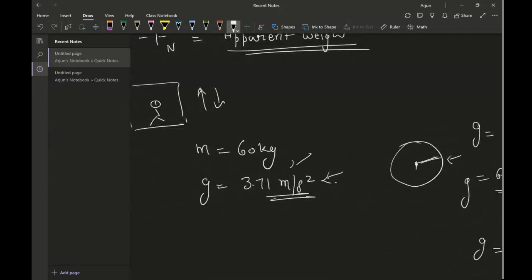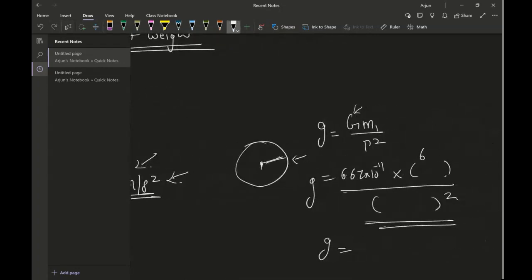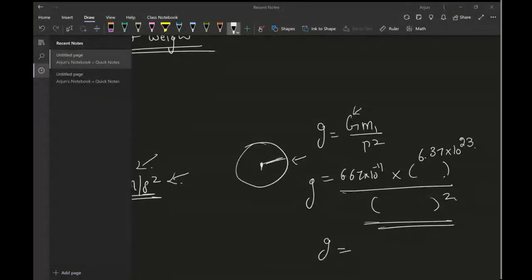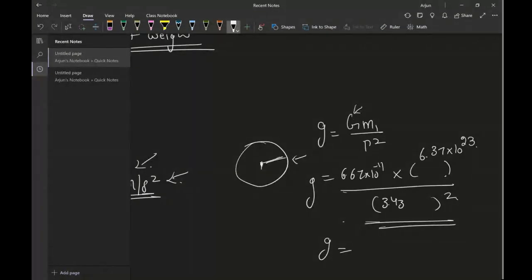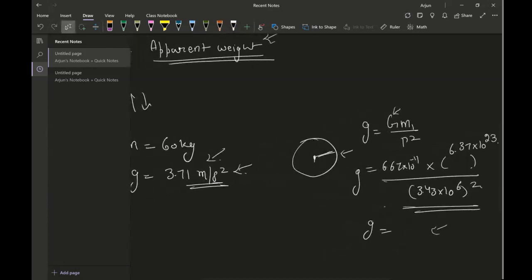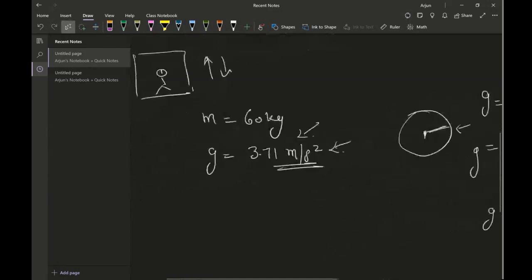So I'm going to write down the G value for the Mars surface, that is equal to 3.71. Just to let you know that the mass of the Mars is 6.37 times 10 raised to the power 23, and the radius of the Mars is 3.43 times 10 raised to the power 6. Okay, so that's going to be the acceleration due to gravity. That's how you will be able to find out.